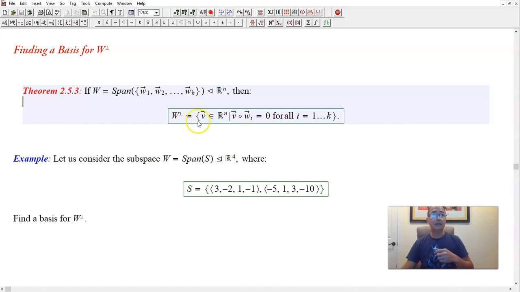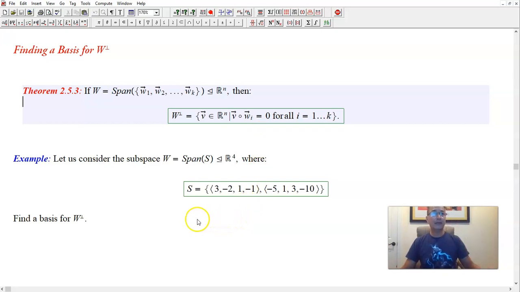And why is that? Well, any vector in W is a linear combination of these vectors. So if you dot that with V, then we can use the distributive property, and then after that, the homogeneity property. So we will get V dot W1, V dot W2, and so on with coefficients. All of the dot products are 0. You multiply by coefficients, you'll still get 0. Add them all up, you'll get 0.